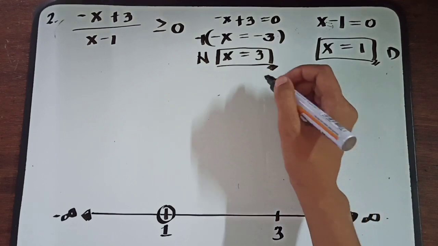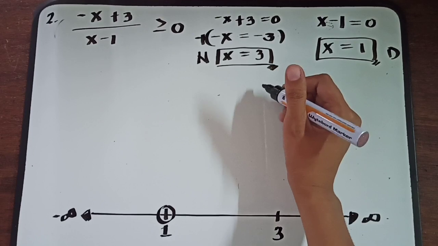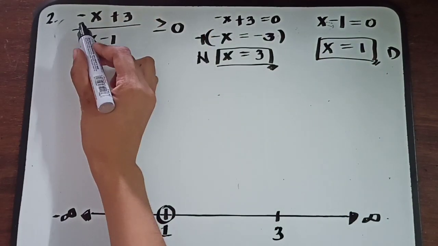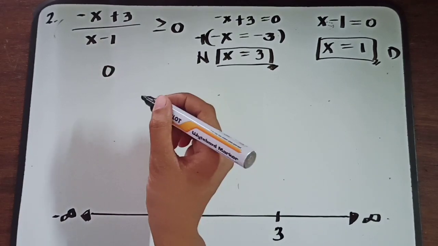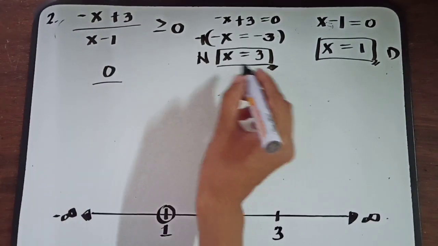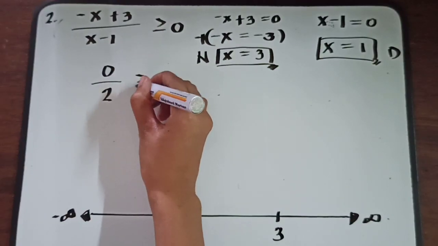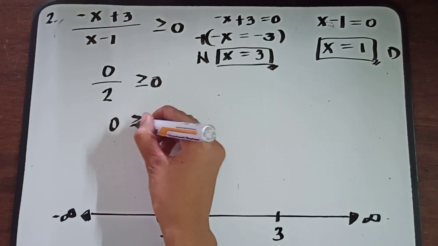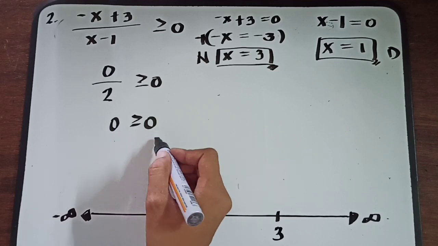Okay, so next, 3. What if the value of our x is 3? Check natin kung included ba or excluded. So, substitute the value of x, which is 3. So, negative 3 plus 3 is 0, over 3 minus 1 is 2, greater than or equal to 0. 0 over 2 is 0. And greater than or equal to 0. So, 0 is greater than or equal to 0.